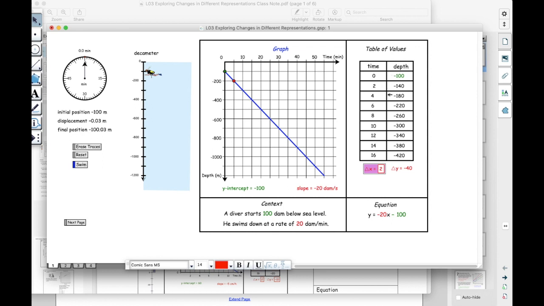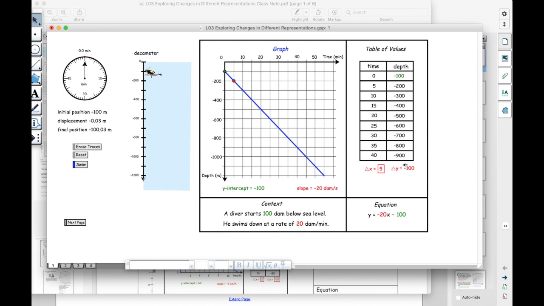So if the slope is negative 20, if you change by 2 seconds, then you should drop by 40, because you're changing your distance by 20 decameters every second. So in 2 seconds you should drop by 40. Now I had this at 5. Why do you think that was at 100? So I'll give you a second or two to think about that.